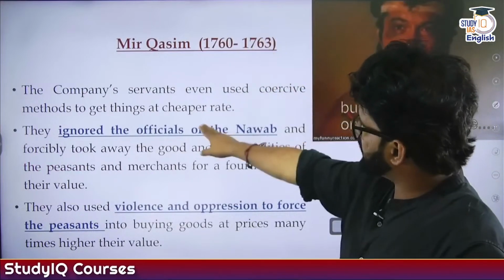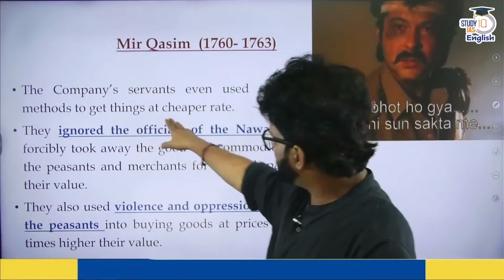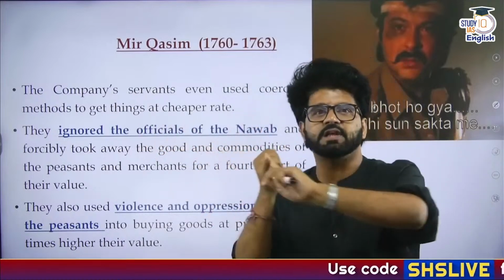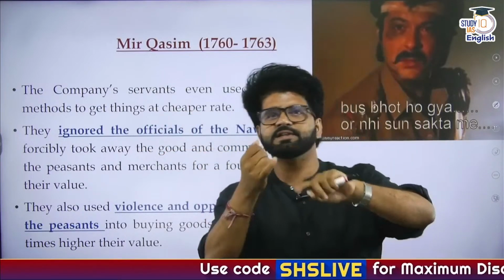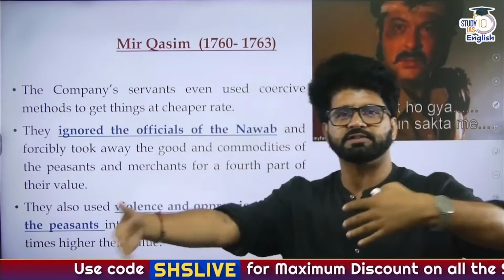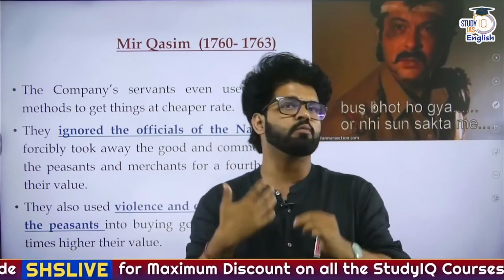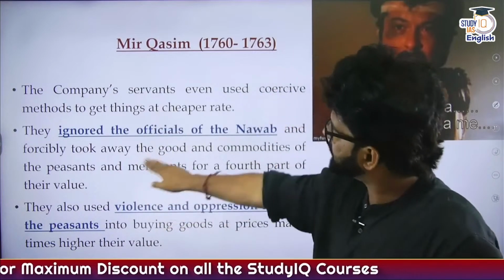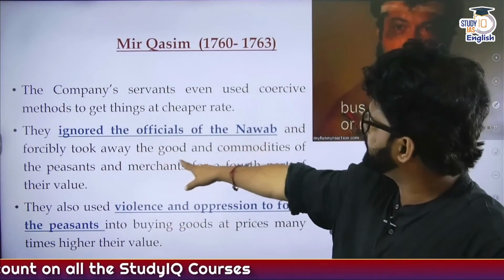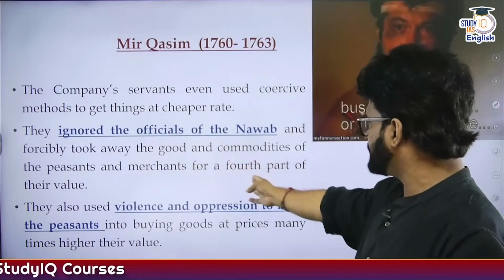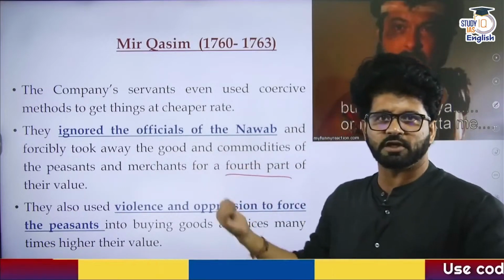Now, what is happening here? The company's servants even used coercive methods to get things out. We are talking about this. These servants, because they are realizing that EIC is becoming more powerful with each passing day, are getting more and more complacent, and Mir Qasim is not liking this. They ignored the officials of the Nawab and forcibly took away the goods and commodities of peasants and merchants for a fourth part of their value. That's what we were discussing.